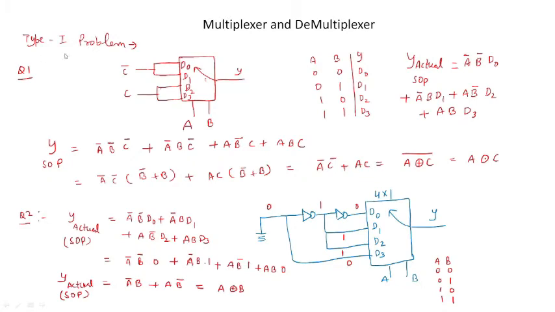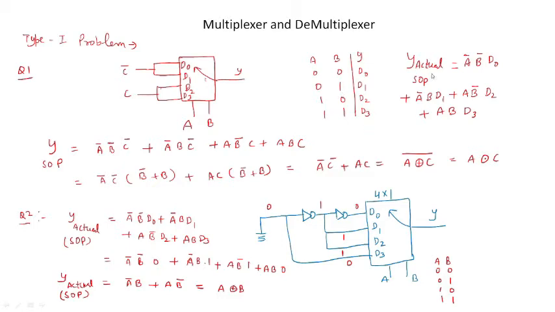Now here we will solve some numerical problems. There are 4 types of problems in multiplexers. The first type of problem is that we are given 2 inputs, and they are converted into 4 input lines, and there are 2 select lines. Here you have to find the actual output. So we'll make a truth table. Here A, B are the select lines, and Y is the output.